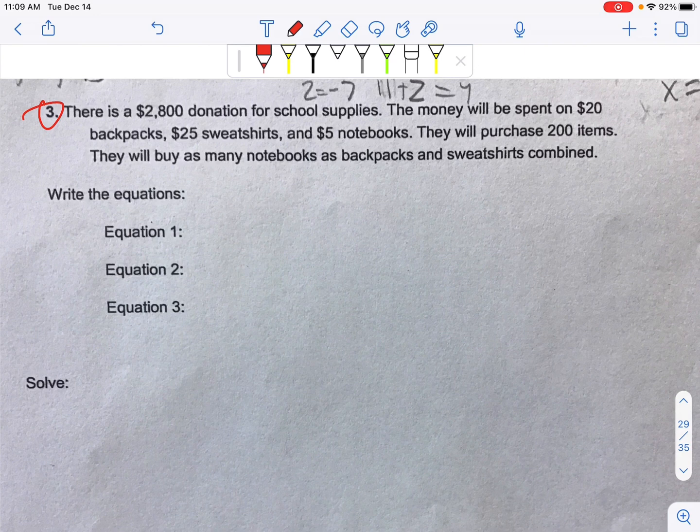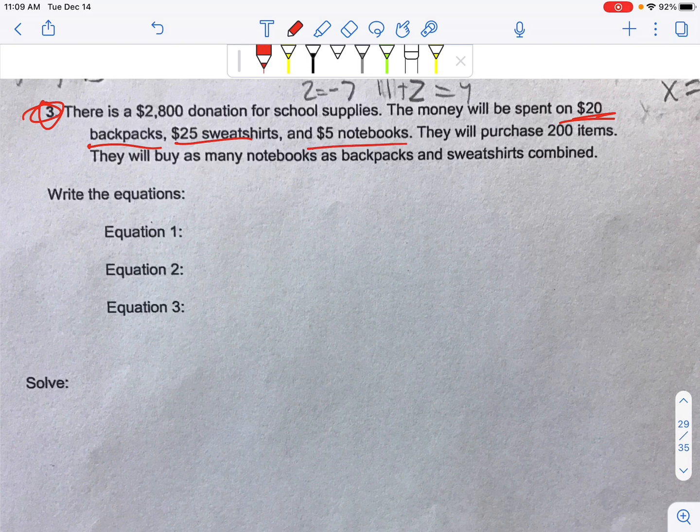So when I write these equations, I take it a sentence at a time and see what information I can pull from that sentence to write an equation, and then I continue reading. So let's take a look. There is a $2,800 donation for school supplies. The money will be spent on $20 backpacks, $25 sweatshirts, and $5 notebooks.